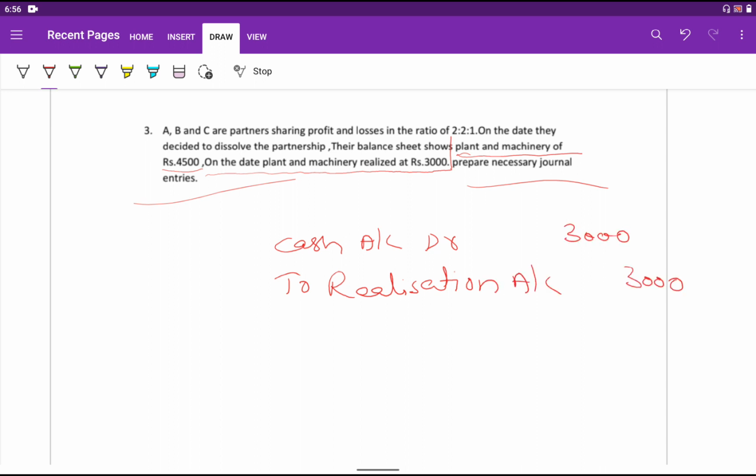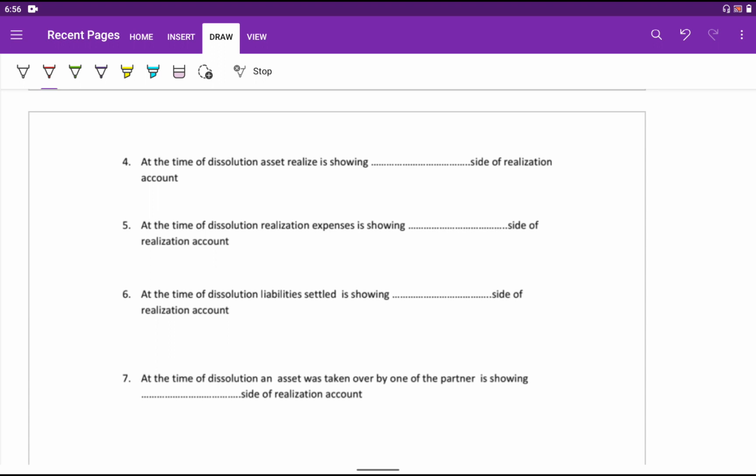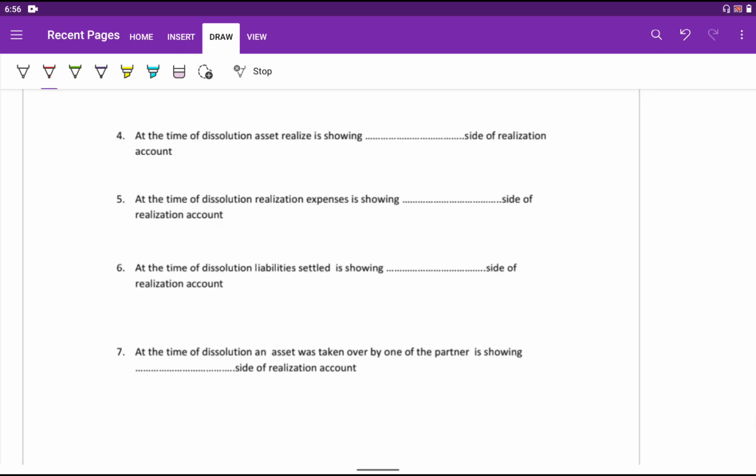Okay, now we are doing some theory model questions, some 1 mark questions. There is the fourth one. At the time of dissolution, asset realized is shown on which side of realization account? Asset realized we are showing on credit side. Okay, we are writing credit side, right? So the fifth one, at the time of dissolution, realization expense is shown on which side? That is debit side. We are showing it on debit side of realization account.